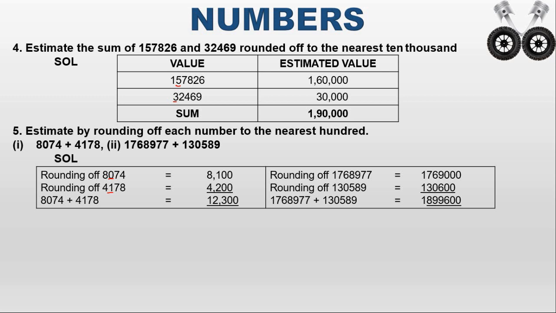Okay, so the next one is 17,68,977. We have to round it up to the nearest 100. So what is the nearest 100 value here? 9. So you have to look at the right side number. What is the right side number? 7. 7 is greater than 5. That means you have to add 1 to the 9. So 9 plus 1 will become 10. So 1 is carried over to the next number. So 8 plus 1 is 9. So the answer is 17,69,000.